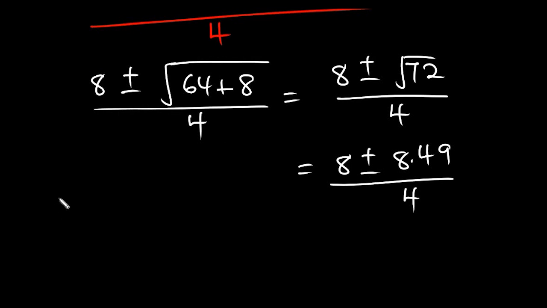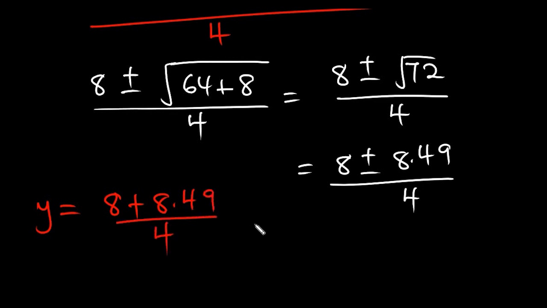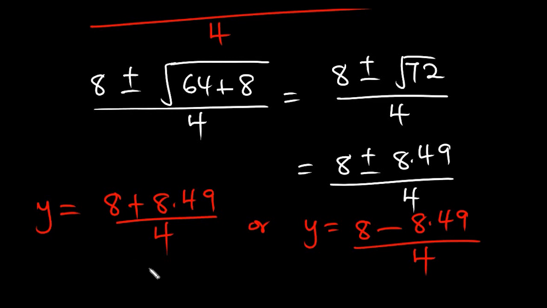So the first value of y is going to be 8 plus. Remember, here we have plus or minus. So it's 8 plus 8.49 divided by 4, or y would be equal to 8 minus 8.49 divided by 4. So when we use plus for the first one, we use a minus for the second one.